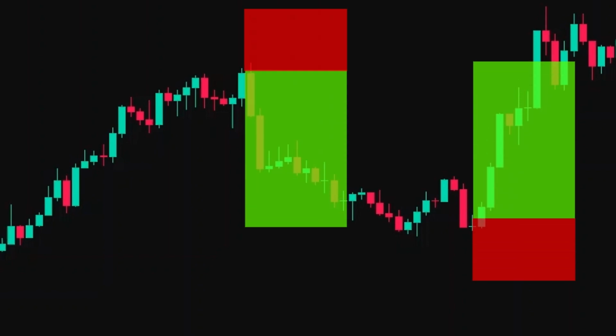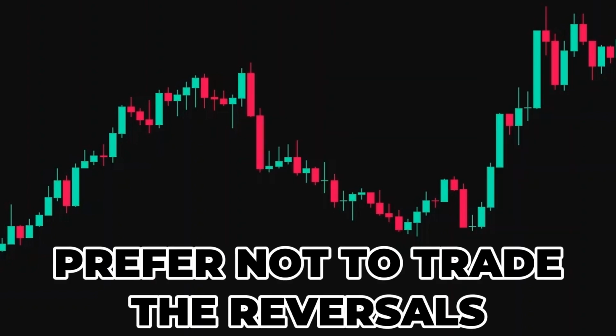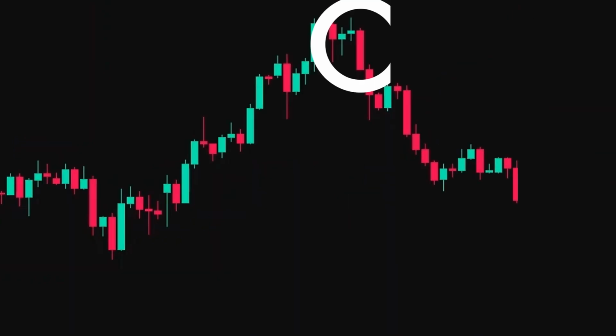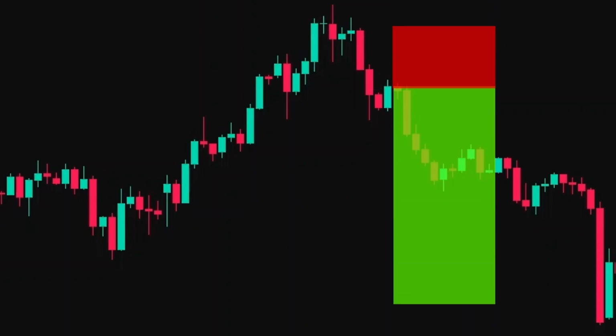We all know that trading reversals is challenging, and it may lead to big losses at times. And that's why a lot of traders prefer not to trade the reversals. But if you use the correct strategy, it will help you out in spotting the tops and bottoms of the market. Like, in this chart, the market makes a reversal after this point. Now, what if we would have known this earlier? It would have led to immense profits.